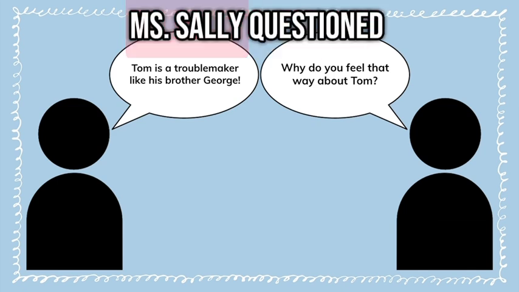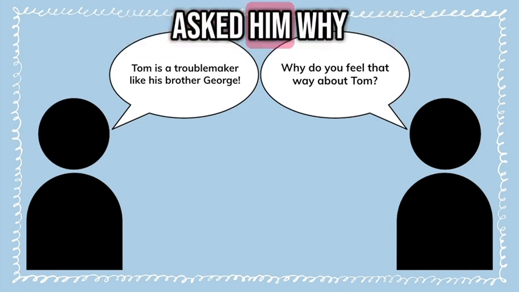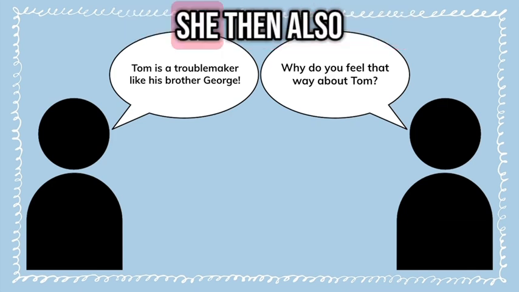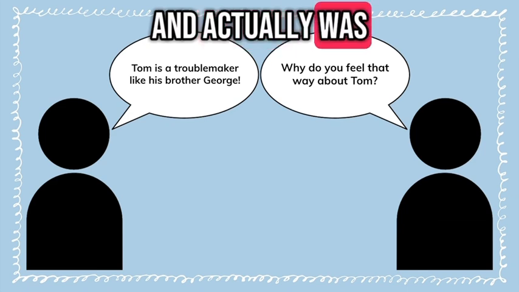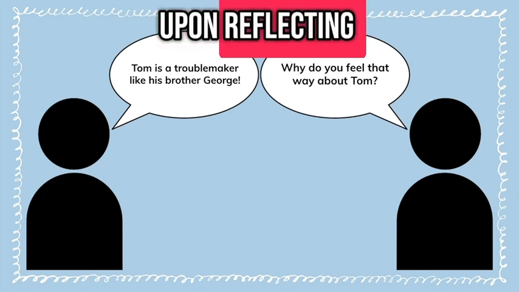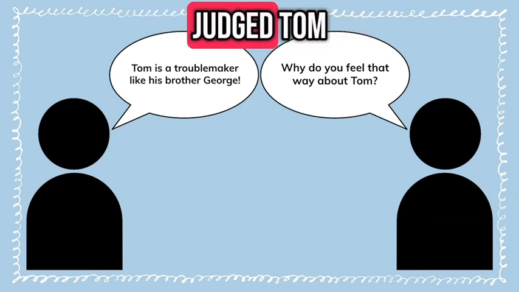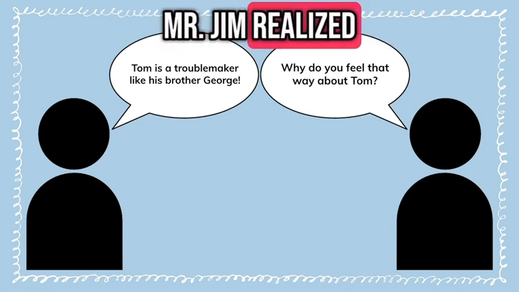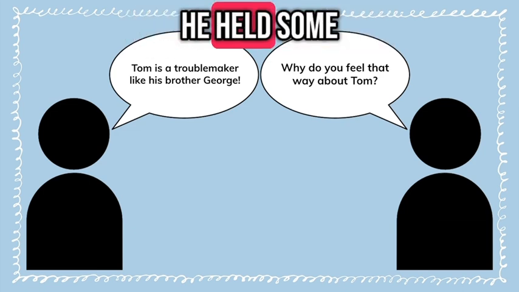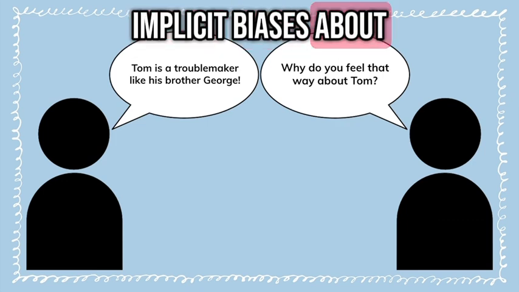Miss Sally questioned Mr. Jim and asked him why he held that perception. She then also shared that Tom followed the expectations in class and actually was very quiet. Upon reflecting, Mr. Jim realized that he had judged Tom solely because Tom was George's brother. Mr. Jim realized and recognized that he held some implicit biases about the siblings.